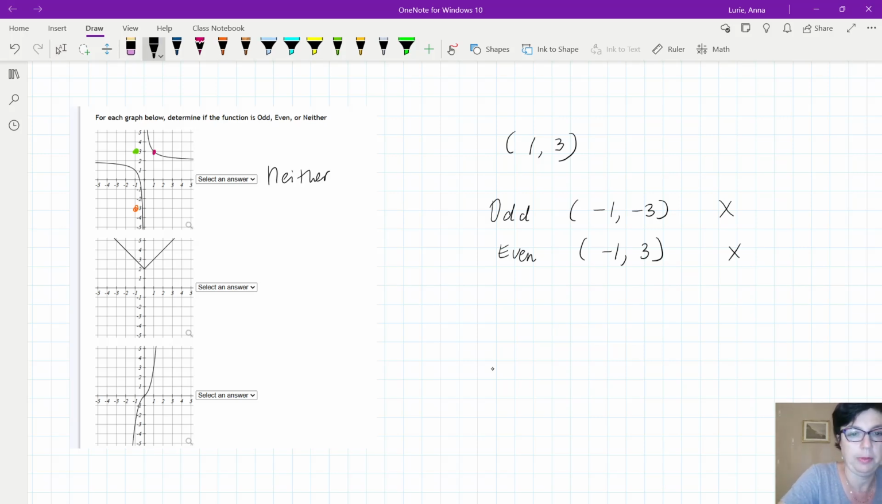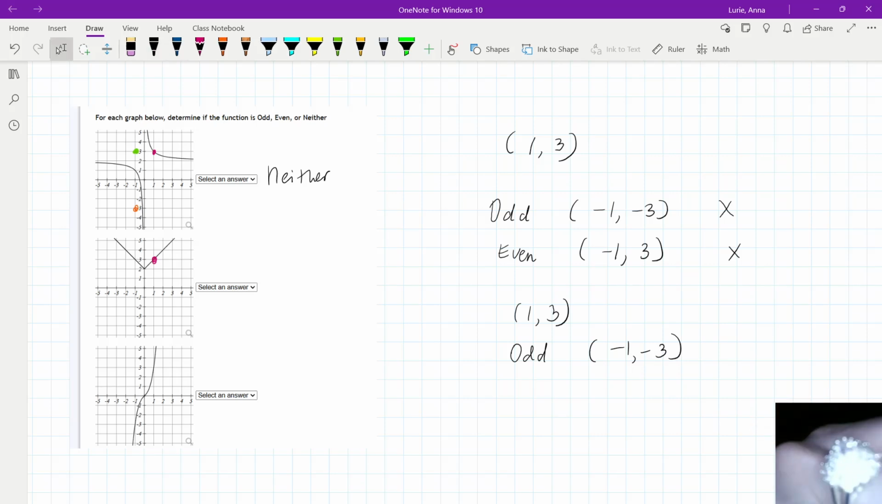Now let's look at this particular example. So let's pick a point. Again, in this case, I can pick a point 1, 3, and the point 1, 3 would be right here. So you have to pick some point on the graph. Just don't pick 0, 0. Sometimes that would not be helpful. Okay, so for odd, you're looking for -1, -3. Is it going to be on the graph? So let's see, -1, -3. No, it's not. So no, it's not odd.